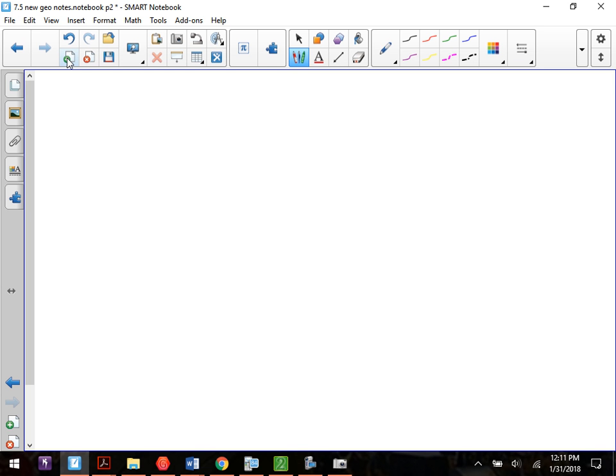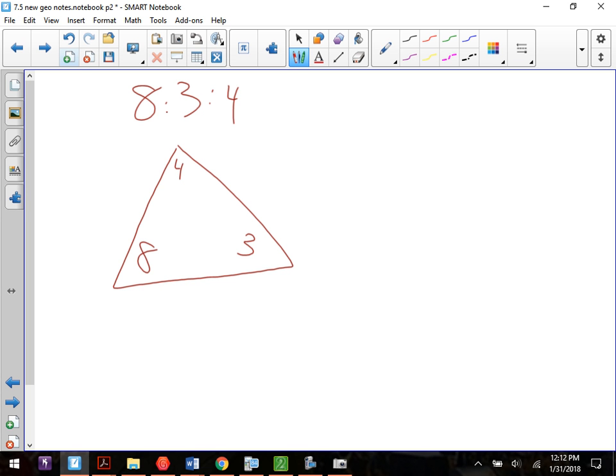For example, the ratio of the measures of the angles in a triangle are 8 to 3 to 4. Anytime we dealt with the ratios of angles, that always meant that inside the triangle, there was an 8, a 3, and a 4. But those were all being multiplied by the same exact value, the commonality between them that we just don't know. So we don't know what it is, what do we put?